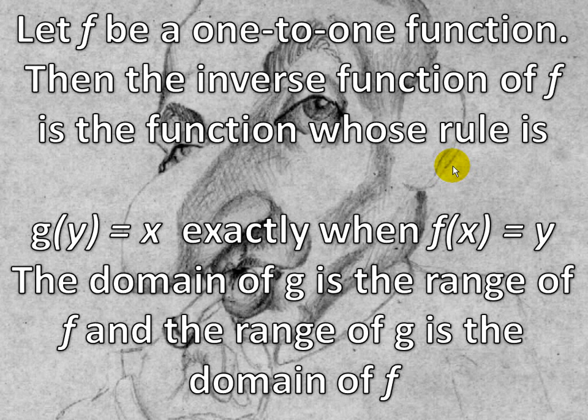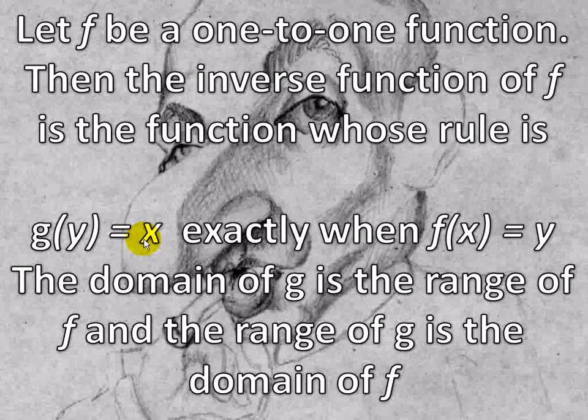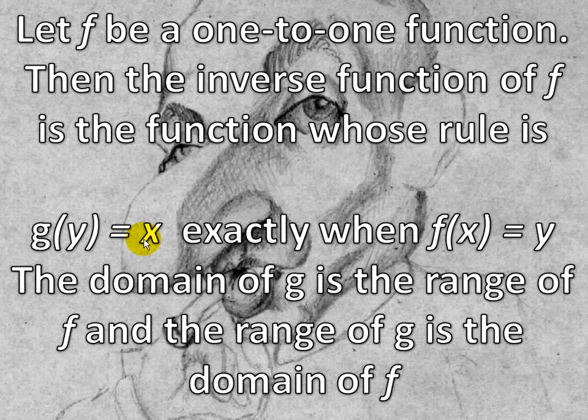Let f be a one-to-one function. Then the inverse function of f is the function whose rule is g of y equals x exactly when f of x equals y. The domain of g is the range of f, and the range of g is the domain of f. So see, you get the idea that everything is being swapped. All the ordered pairs on the function f, if you reverse all of those and make the y's x's and the x's y's, those will be ordered pairs on its inverse.